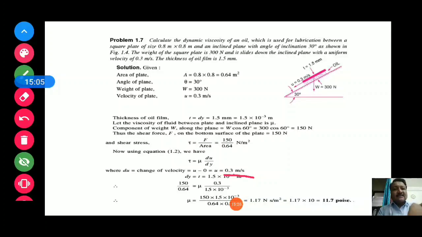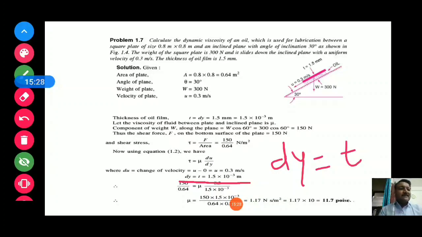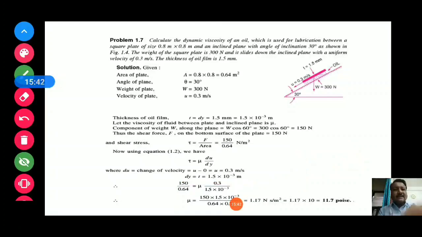Now see, the distance between the oil film and the plate is given. So that thickness of the oil film is 1.5 mm, and that is nothing but change in distance, dy. So dy is equal to t, the oil film thickness, which is 1.5 mm. Convert it into meter. So 1.5 into 10 raised to minus 3 meter is the dy, that is change in distance. So put the values.